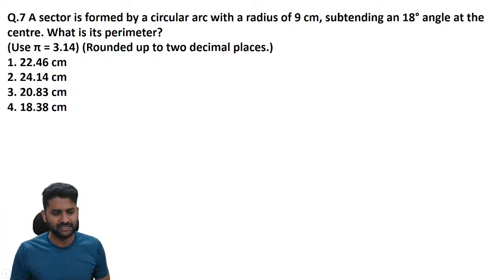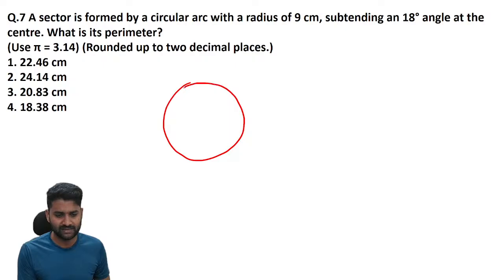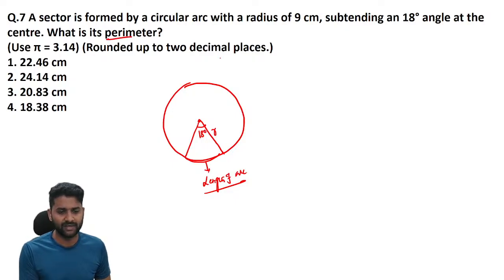Next, if a sector is formed by a circular arc with a radius of 9 centimeters, let us take the circle, and this is the center, and these are the radii, and this is the length of the arc. So length of the arc. Now the subtended angle is equal to 18 degrees. Now what is the perimeter?